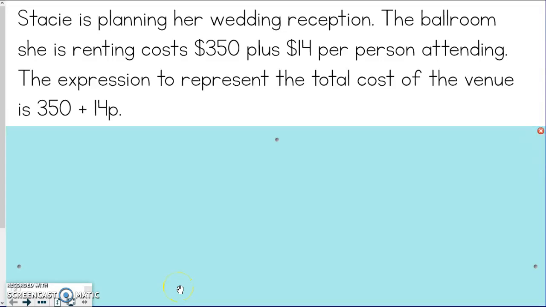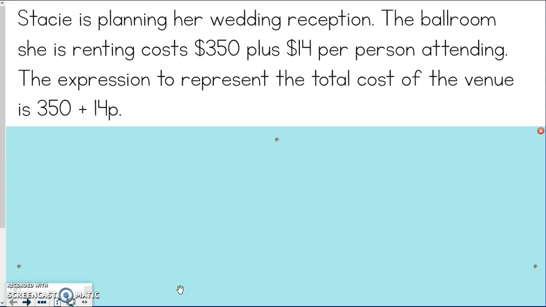All right, here's the last new part of this unit, okay? So we've talked about expressions and evaluating them and how to write them from real world problems, etc. Now we're going to break them down, kind of more understanding them, analyzing them just a little. So we've got this situation where it says Stacy is planning her wedding reception.